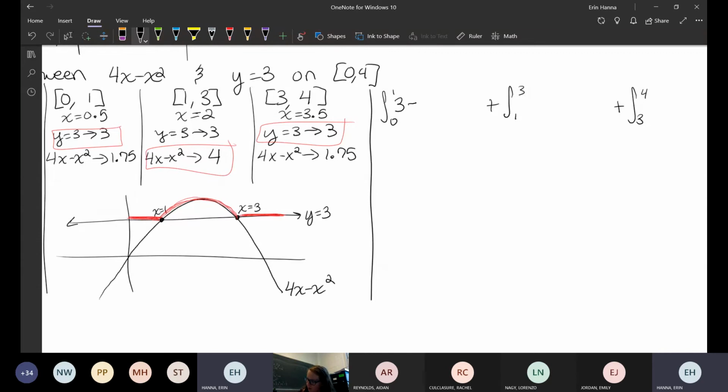So we have 3 minus (4x minus x squared). Again, this would be very important to put those parentheses around this bottom function. Top function in the second one from 1 to 3 was the 4x minus x squared. So we'll have 4x minus x squared minus (3). I'll put the 3 in parentheses just to be consistent. And then we have 3 minus (4x minus x squared). Again, squeeze that dx in there.